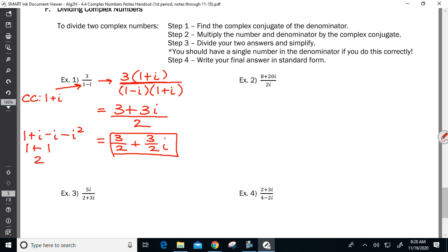Example 2. 8 plus 20i divided by 2i. Same rules apply. It doesn't matter if there's just one part down there. Actually, in this case, that's an imaginary part. Complex conjugate, negative 2i. So multiply the top and the bottom by negative 2i.